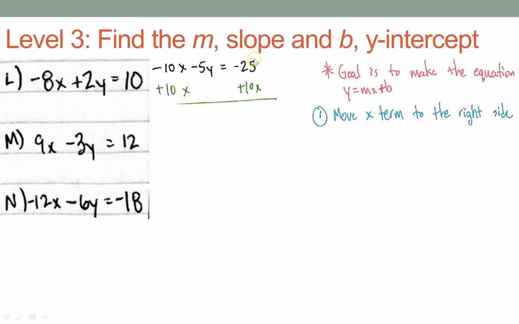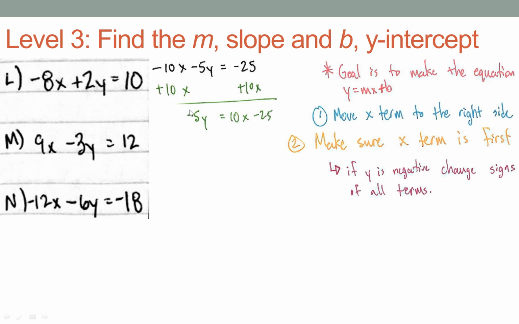And remember that negative 25 is a constant. It has no x, which means that I cannot combine it with the plus 10x. So it's not negative 15x. I just make sure that the x term is first. So I have negative 5y equals 10x minus 25. That's a negative in front of my y, so I'm going to change the signs of all the terms. So I'm going to go through and change all the signs.